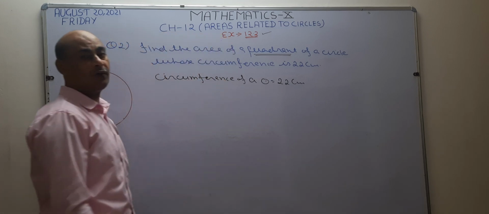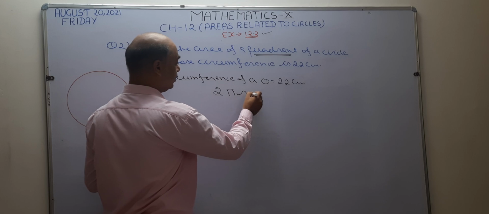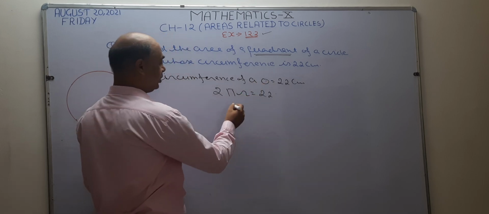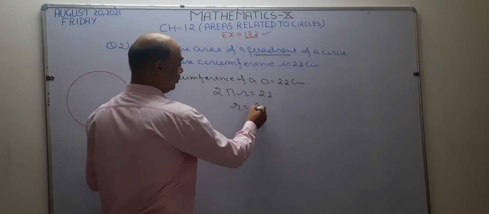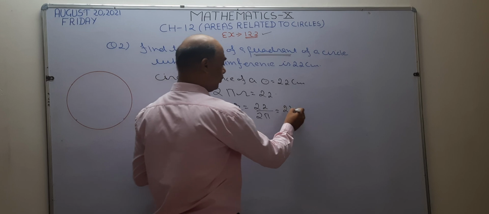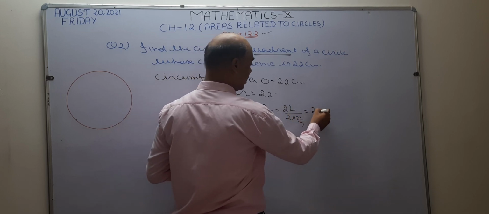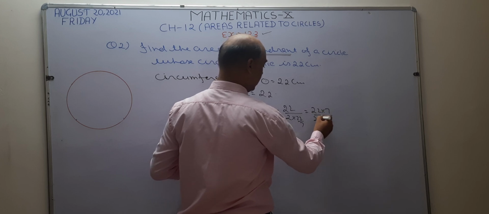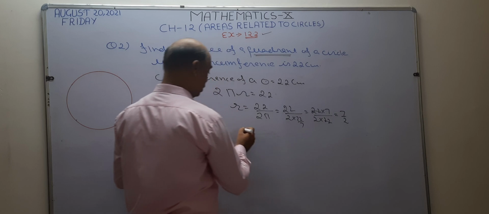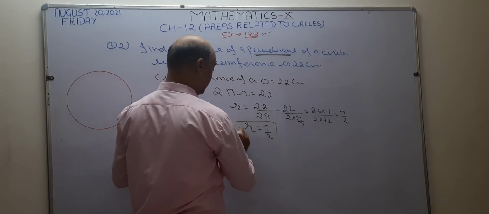And you know how you find the circumference of circle? Formula is 2 pi r, which is equal to 22 centimeter. Okay, from this I want to find the value of radius. So divide 22 by 2 pi. You know value of pi is 22 by 7. So this can be written as 22 into 7, 2 into 22. This is cancelled. So this becomes 7 by 2. So radius of this question becomes 7 by 2 centimeter.